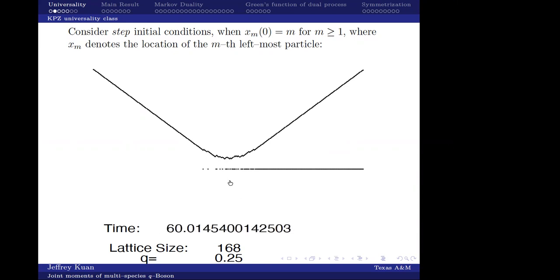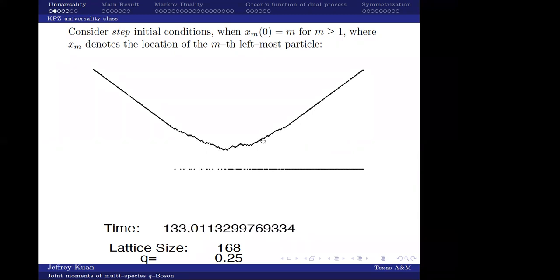So we're going to consider step initial conditions. So the mth leftmost particle is at m. Initially, all the particles are densely packed to the right of the origin. And the height function is this V shape.